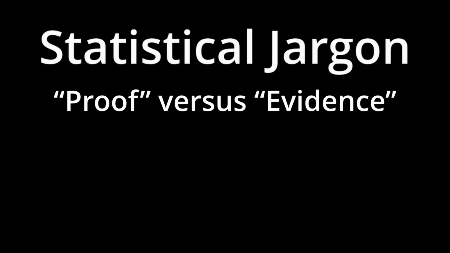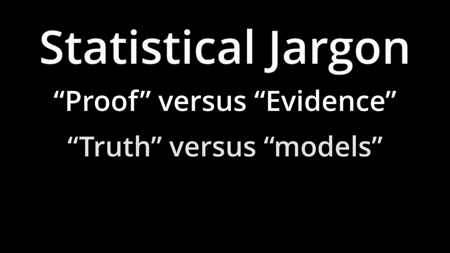Statistical jargon and the distinction between proof and evidence. The distinction between A, proof and evidence, and B, truth and models, was so important to the founders of modern statistical inference that, within the hypothesis testing paradigm, they insisted on framing test results in specific and precise language.